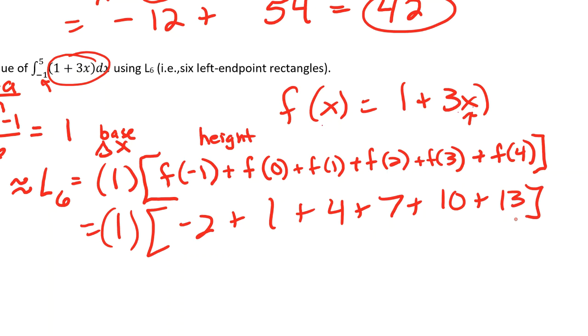And if we do some arithmetic there, it looks like we have 1 times 33. So our approximation for our integral is 33. So definitely not too good an estimate because we know our correct answer turned out to be 42.